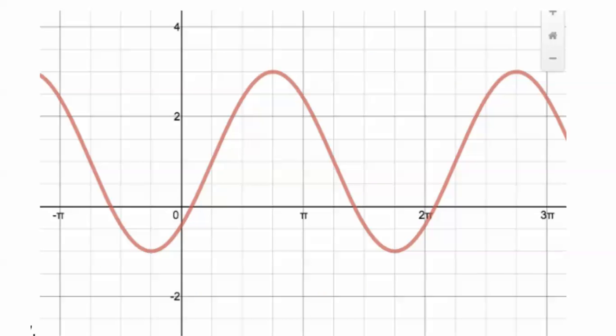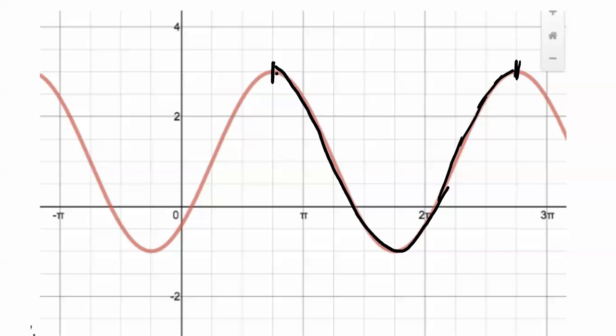Alright, so here's our first graph. Based on the first graph, the first thing we said we're going to do is find the period. So how do we find the period? Again, lots of different ways. The period is the distance from a max to the next max. Now I have to figure out how much that is.